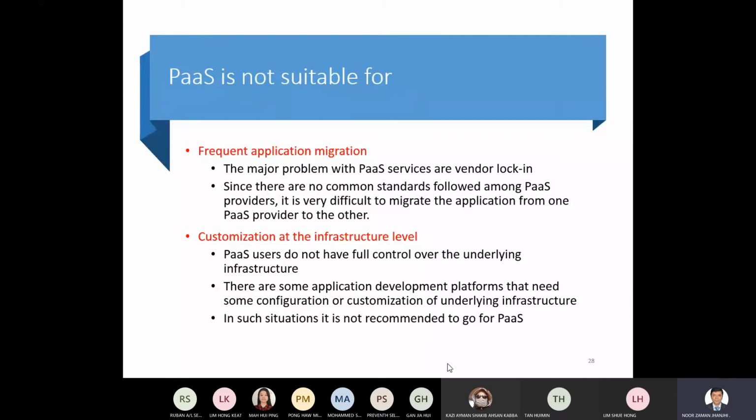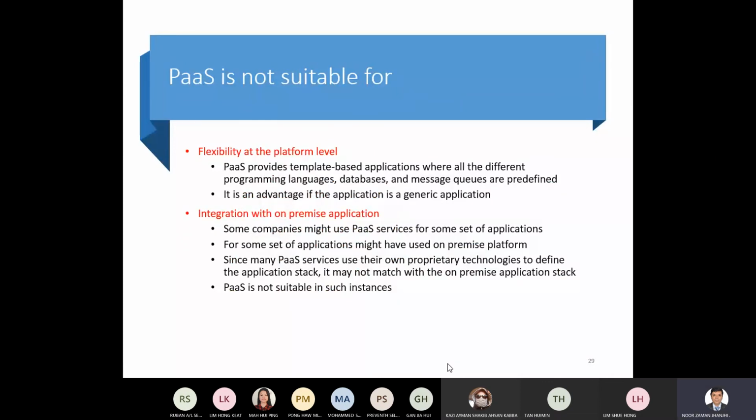And customization at the infrastructure level: if you have customization at the infrastructure level, then it's not suitable, because we are discussing PaaS, which is platform as a service. If these are the cases, then we may not recommend this to the client. PaaS is also not suitable for flexibility; it is not as flexible as what we compare with SaaS. So we need to be aware of this as well. And integration with on-premises applications is also not possible. So these are the not suitable options.